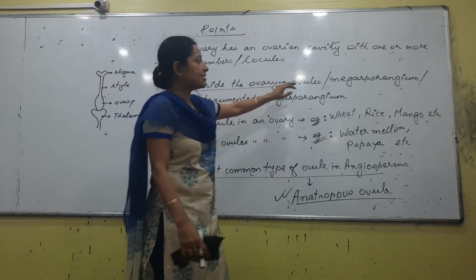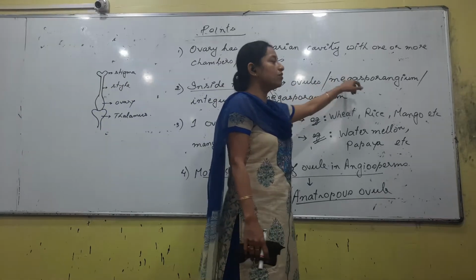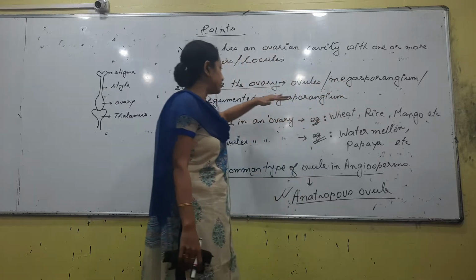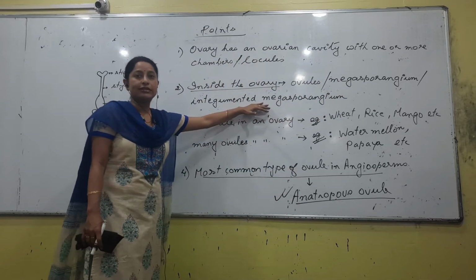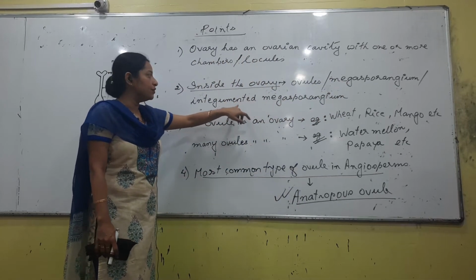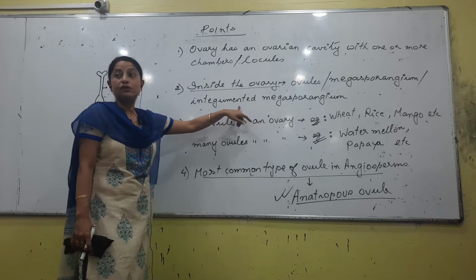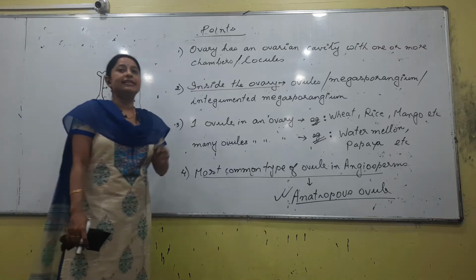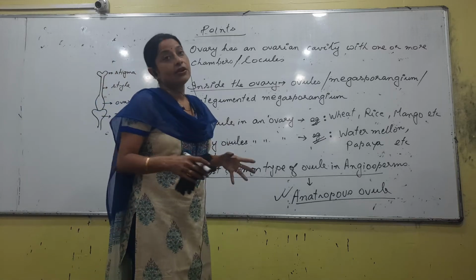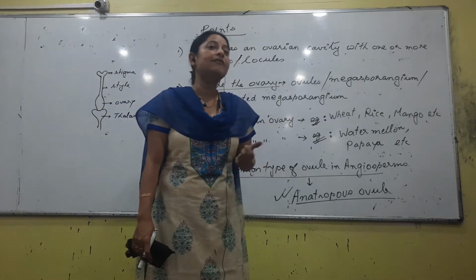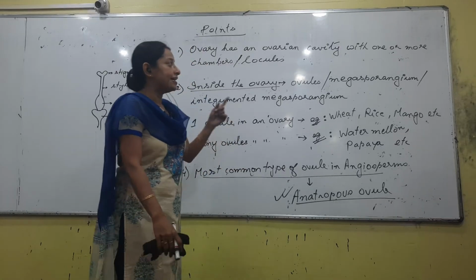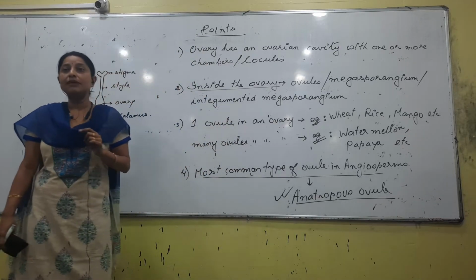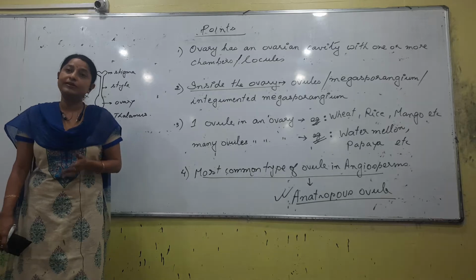Now the ovule has some other names also. Ovule is also called Megasporangium, or it is also called integumented Megasporangium. The perfect word for ovule is integumented Megasporangium, because we are talking about angiosperms, and also in case of gymnosperms we have seen that the ovule remains surrounded by certain types of covering, and that covering is called integuments, right?